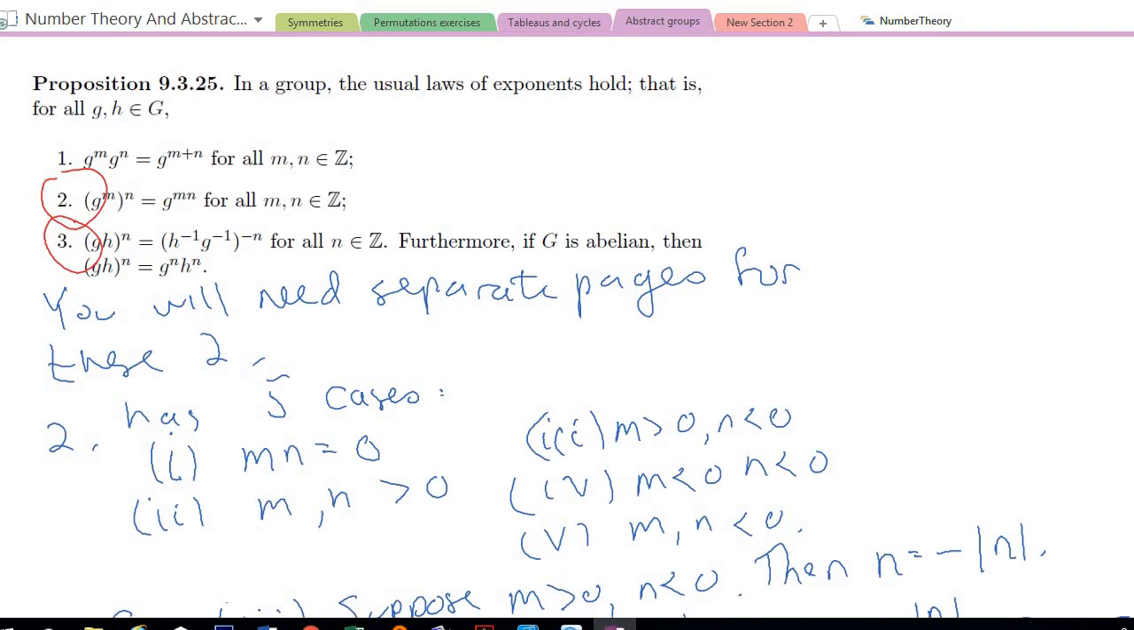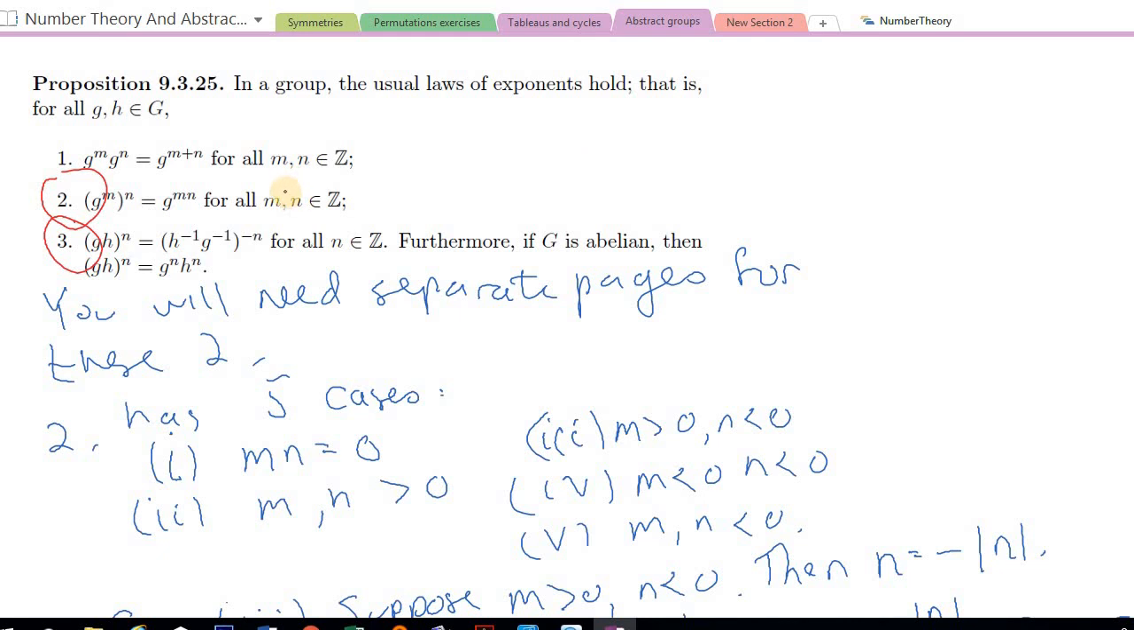Now, 9.326 is kind of long. 9.326 is asking you to prove parts 2 and 3 of proposition 9.325. And I think you're actually going to need separate pages for these two proofs. The reason is that in order to prove these, you really need a bunch of cases.